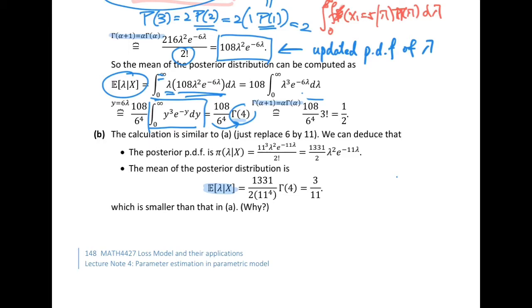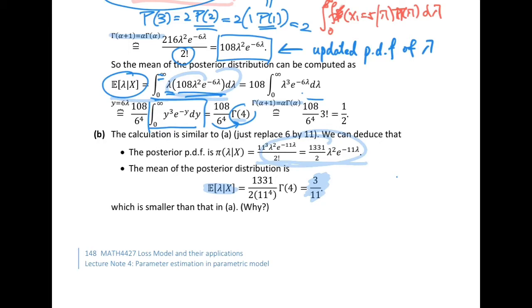Now here, by performing a similar calculation, first of all, you will find that the posterior distribution will be equal to this number. Once you get this posterior distribution, you can just compute the expected value using this formula again, but you replace this PDF by the PDF that you obtained here. And again, after some calculation, you will find that the final answer will be 3/11. So you can try to do it at home as an exercise.